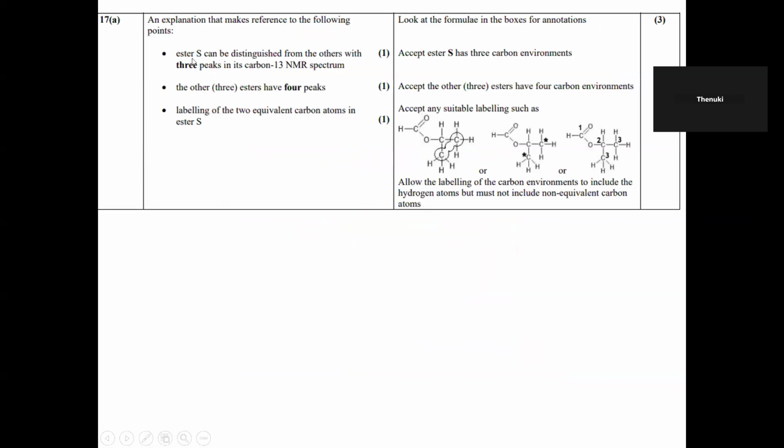So the marking point says that this ester can be distinguished from the others with 3 peaks in the C13 NMR spectrum; the other 3 esters have 4 peaks. So therefore you have to show this. These are the marks. You have to say that this ester has 3 peaks in C13 NMR. The other 3 have 4 peaks. That's the second mark. The third mark is for labeling. That means you have to show the environment. You have to show that in this one, these two carbon atoms are in the same environment, or at least number them. Somehow you have to show that those environments are the same, or that there are only 3 carbon environments.